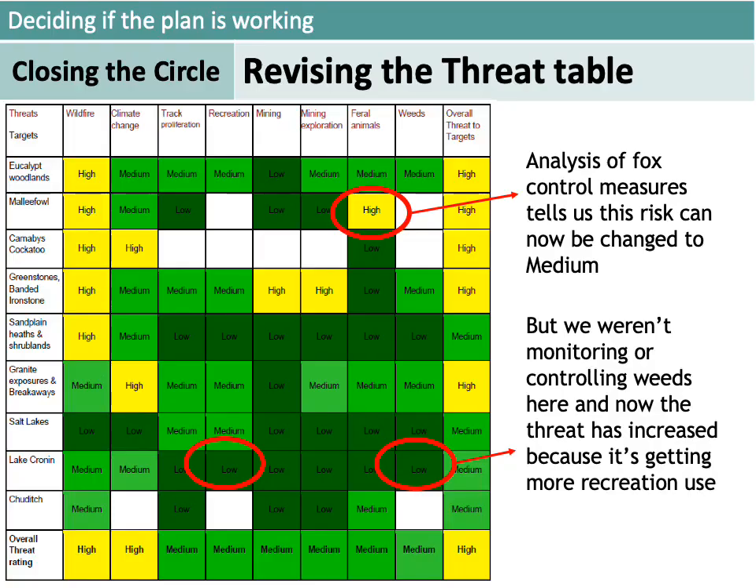At this point, we're also thinking about revising the threat table. In this project, an analysis of fox control measures might tell us that this risk can now be changed to medium. But further down the table, perhaps we weren't monitoring or controlling weeds, and now the threat is increased because it's getting more recreational use. So this is a really good point, every year to every 3 years, to be thinking about, have we made changes to our threat table?